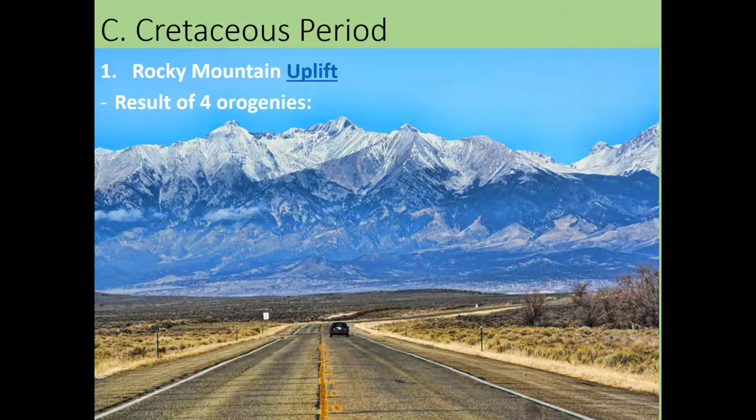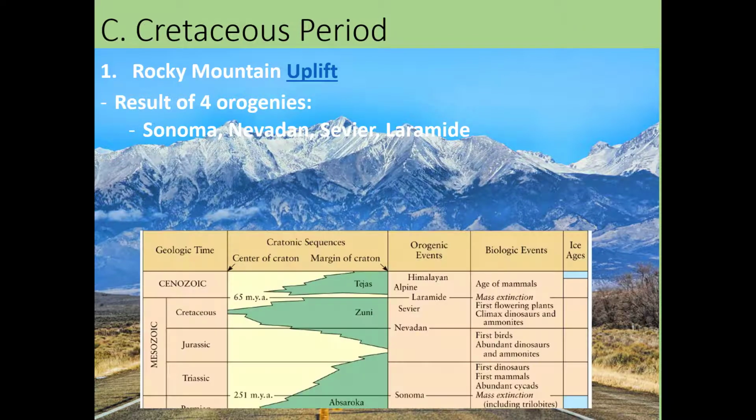They are the results of four of the orogenies that I talked to you about very briefly at the very beginning of this unit: the Sonoma orogeny, the Nevadan, the Sevier, and the Laramide orogeny. This should hopefully ring a bell, where you can see orogenic events during the Mesozoic era include the Sonoma, the Nevadan, the Sevier, and the Laramide, all of which comprise the uplift of the Rocky Mountains. Let's watch this quick video.